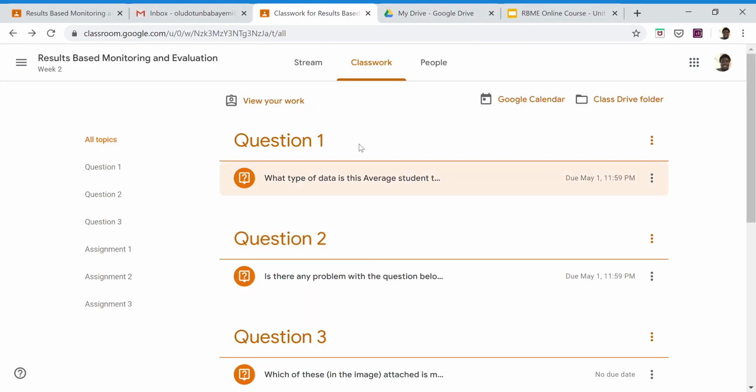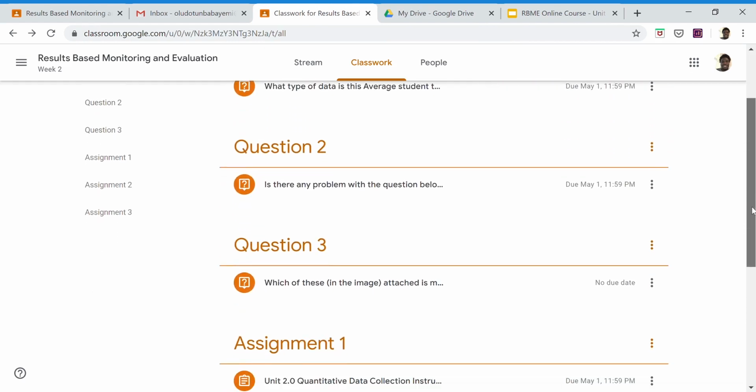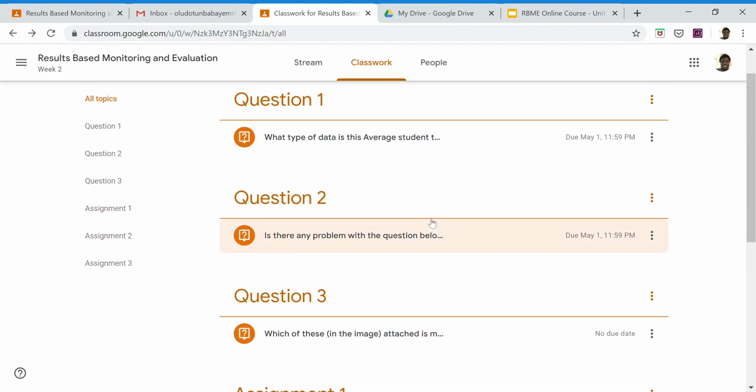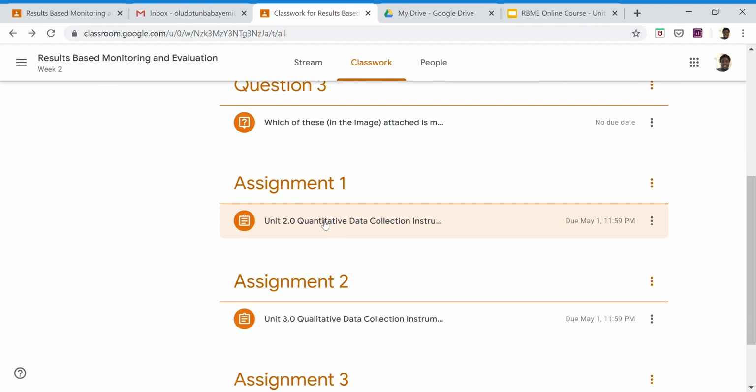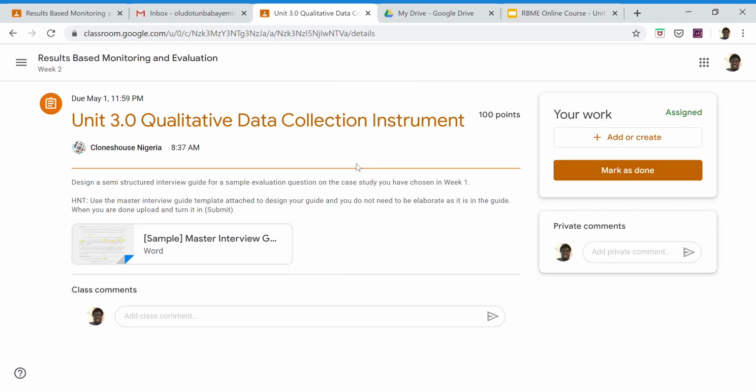It's already a classwork, just for you to know. It should be assignment 2, qualitative data. So just click on this. You can add or create; there's the guideline already here. You can add or create once you're done.